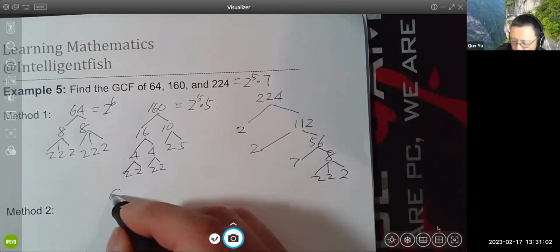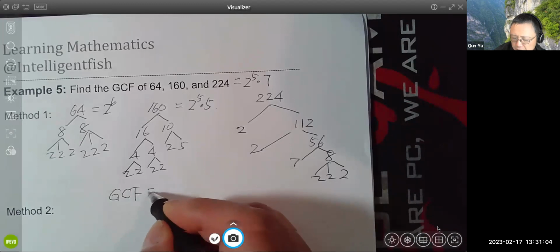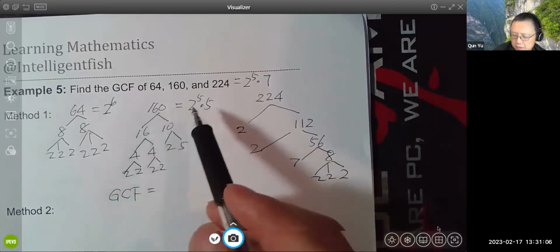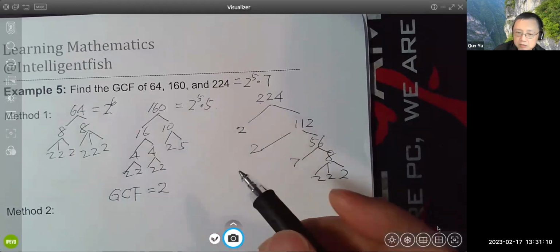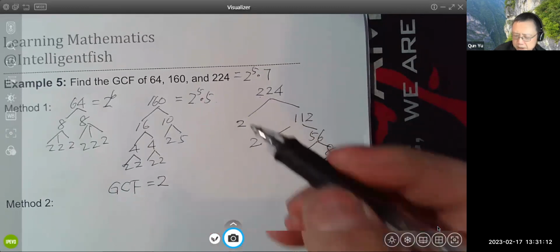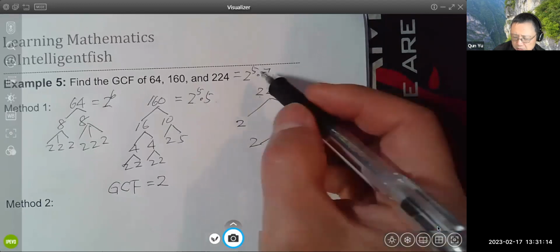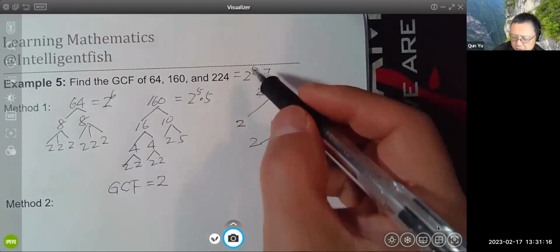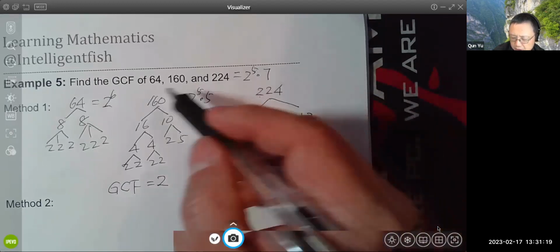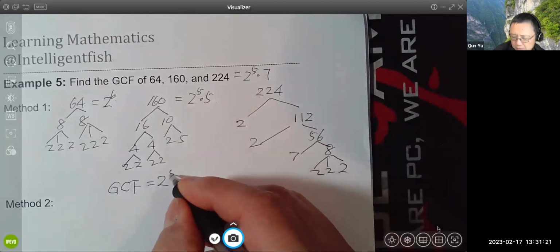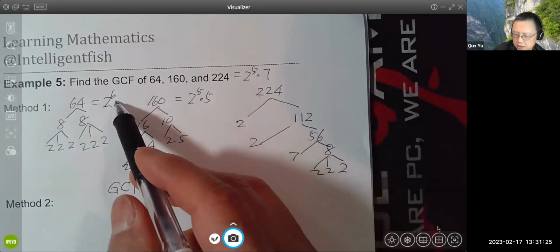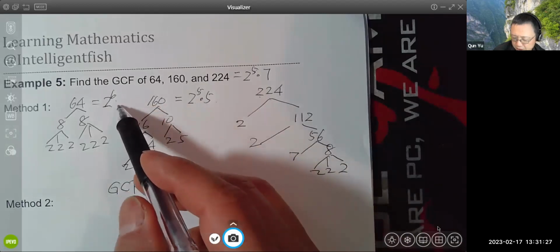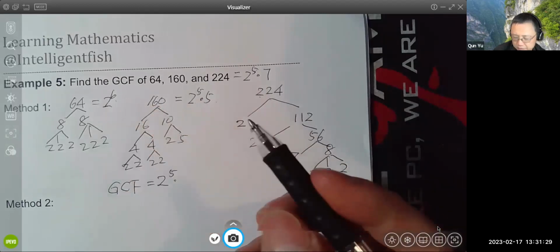Now, after that, we can write the greatest common factor. First, look at the common factors. They all have 2s. Among all of these exponents, pick the smallest. This is 5, this is 5, this is 6. 5 is the smallest. Then any other common factor? The answer is no, because the first number doesn't have any factor other than 2. So no more common factors.